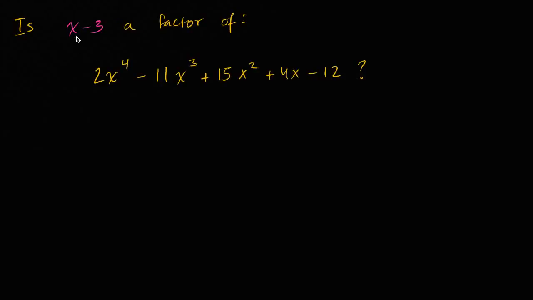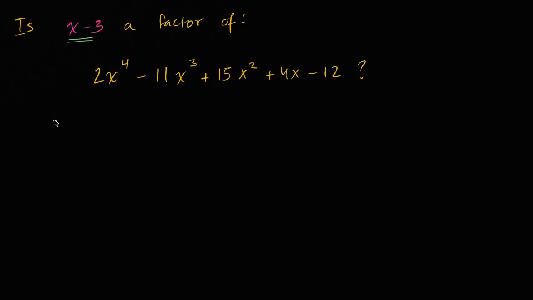So we're asked, is the expression x minus 3 a factor of this fourth degree polynomial? You could solve this by doing algebraic long division, by taking all of this business and dividing it by x minus 3, and figuring out if you have a remainder. If you do end up with a remainder, then this is not a factor of this. But if you don't have a remainder, then that means that this divides fully into this right over here without a remainder, which means it is a factor.